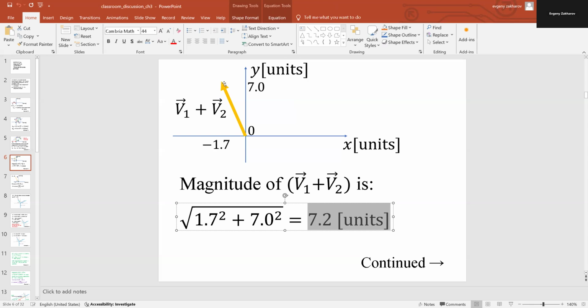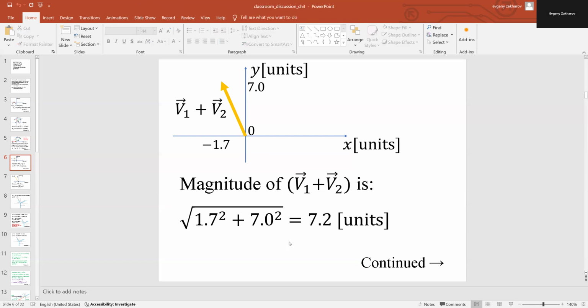Which makes sense. See how it's really close to the value of 7. It's a diagonal, so it's a little more than 7, but not so much more. It's not like 14, right? It's just close to 7, so a little bit more, but that's what's expected.